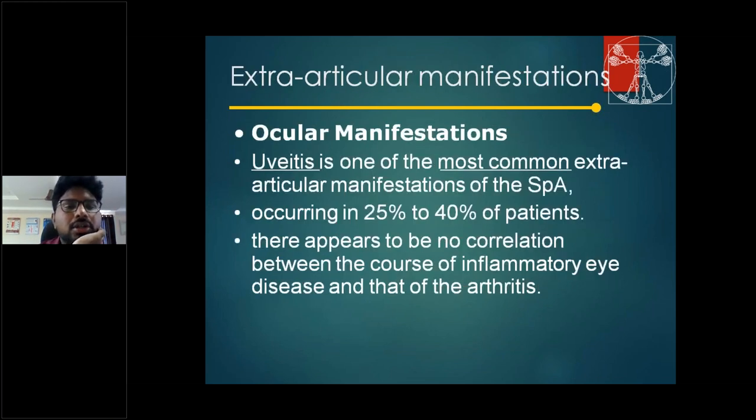As I already told, ocular manifestations include mainly uveitis, which is anterior uveitis, which occurs in 25% to 40% of the patients. But there is no correlation between the disease course and the inflammatory eye disease. Suppose the patient is having very mild uveitis, you need not think the patient will have very mild arthritis. The disease is not correlating. For example, in diabetes, if there is diabetic retinopathy, the disease correlates with diabetic nephropathy. If there is severe retinopathy, we will think of severe nephropathy also, but here it is not like that. Whenever there is anterior uveitis, it doesn't correlate with the disease activity.